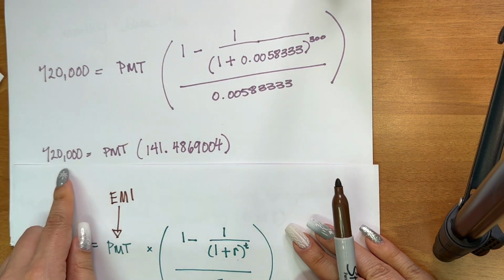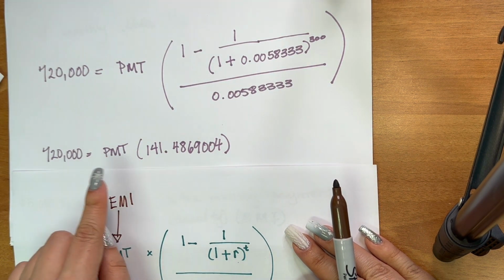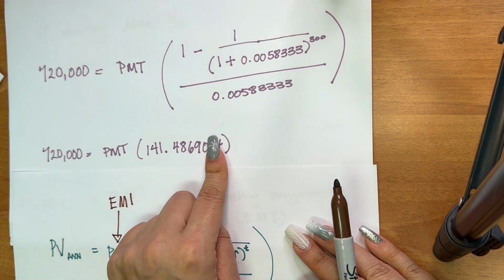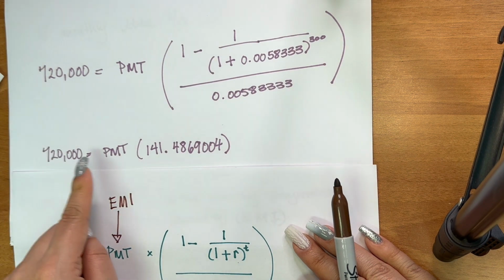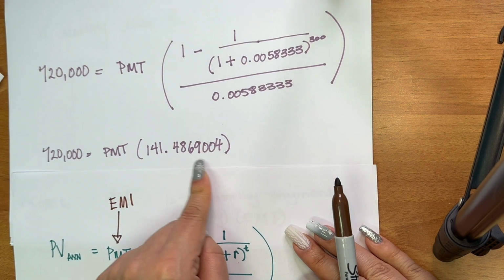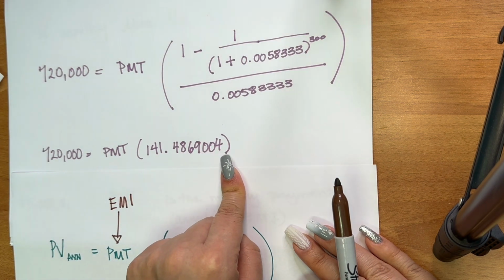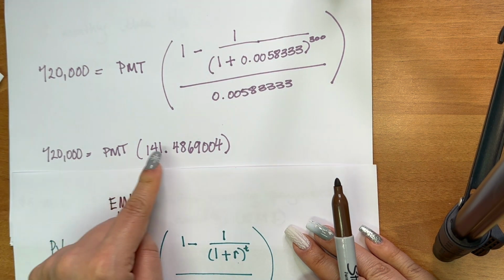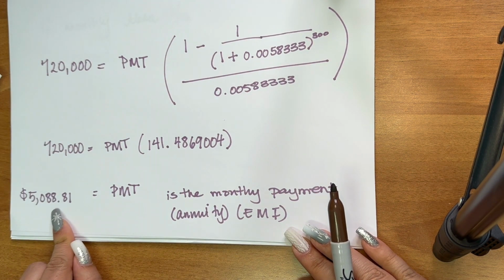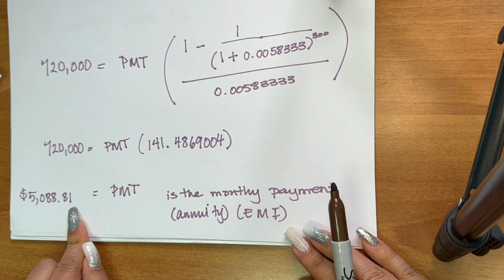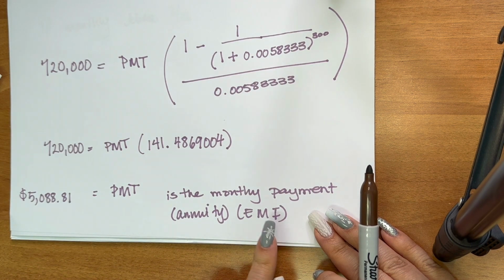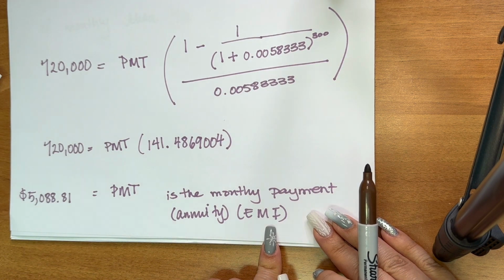Now, since I have this, very simply 720,000 equals the payment multiplied by this factor. I need to divide both sides by this number to get rid of it on that side and to get what the payment is. So I will divide by 141.4869004 here and divide it here. Divide both sides and I get the answer as $5,088.81, and that is the monthly payment. That is the annuity. That is the EMI for this problem.